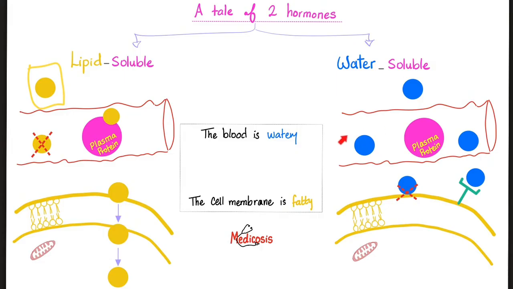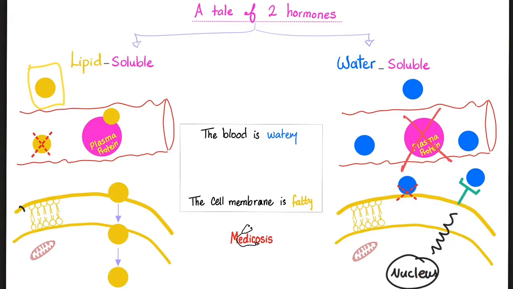Contrast that with a water-soluble medication. In the plasma, I float freely. I do not need any help from any plasma protein because I am water-soluble in a water medium. However, once I reach the cell membrane, I cannot enter. Access denied, because I am water-soluble and the membrane is lipid-soluble. Which means that I need a receptor on the outside and I need a middleman. And this middleman is a connector.